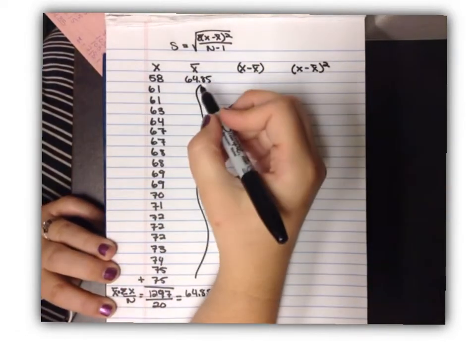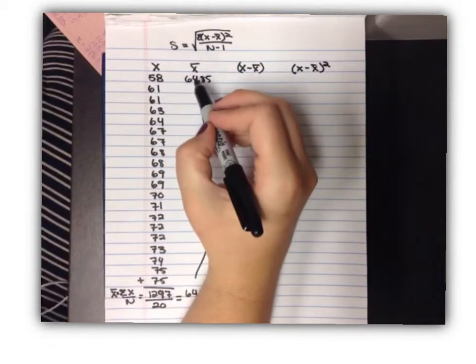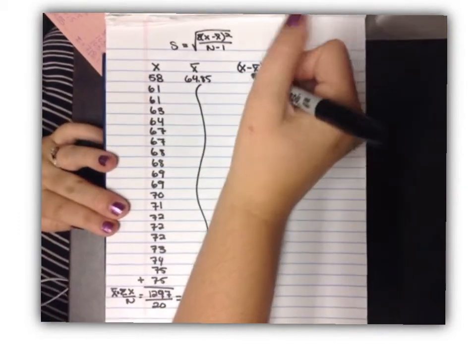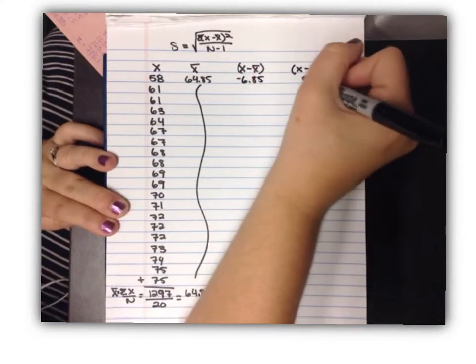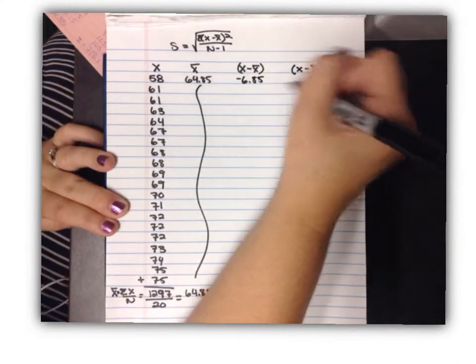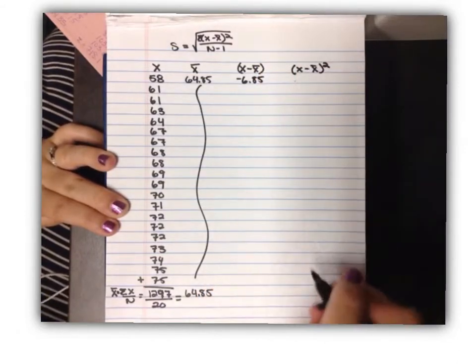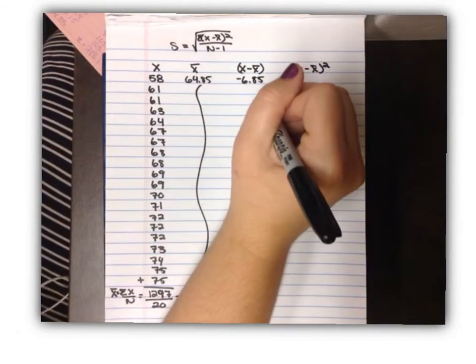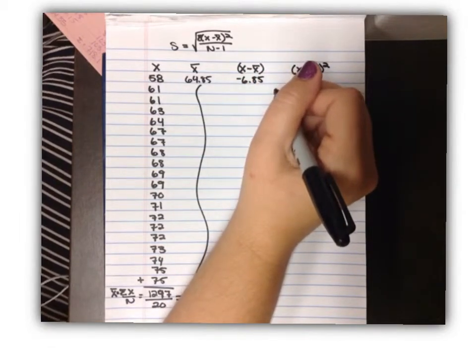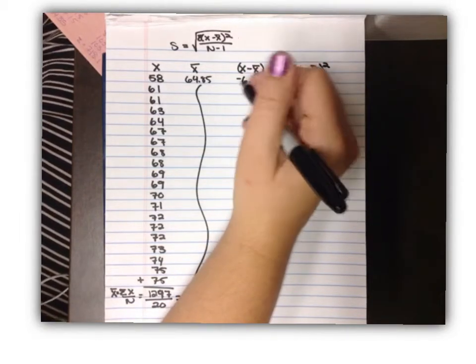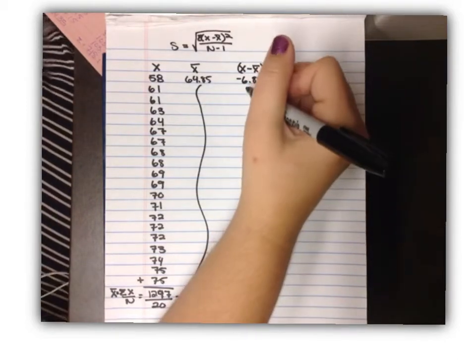So then we're just going to take our x, and we're going to subtract our mean. So 58 minus 64.85. And then we can square them. You can either do that now, or you can do all of these first and then square them all. It depends on what you want to do. If you've already got the x minus the mean in the calculator, you might find that it's easier to just go ahead and square it. We're just going to go row by row, or column by column.